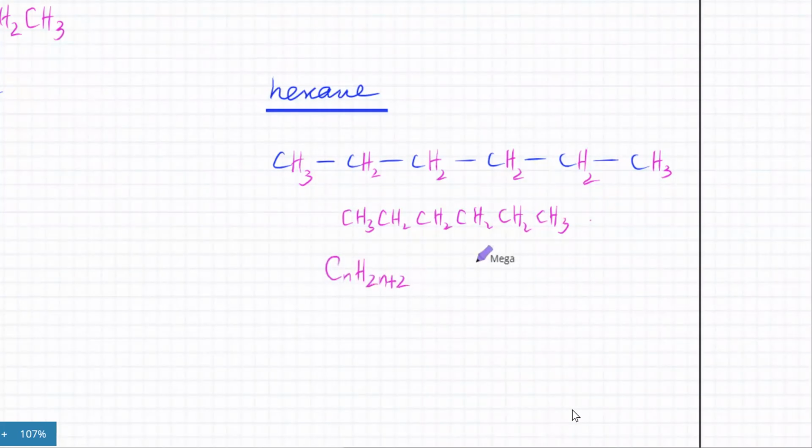Over here, since it's hexane, the carbon atoms are 6. So it's going to be C6, and H would be 6 into 2 is 12, 12 plus 2 is 14. So you can have a look and count it. It's going to have 14 hydrogens. Okay?